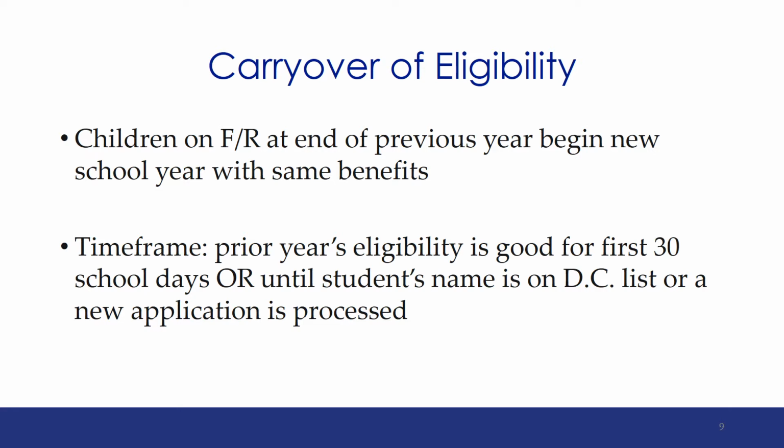Let's talk about carryover. Children who are on free or reduced at the end of the previous school year begin the new school year with those same benefits. The prior year's eligibility is good for the first 30 school days or until the student's name either appears on the direct certification list or a new application is processed, whichever occurs first.